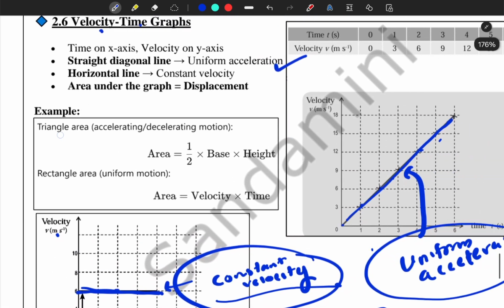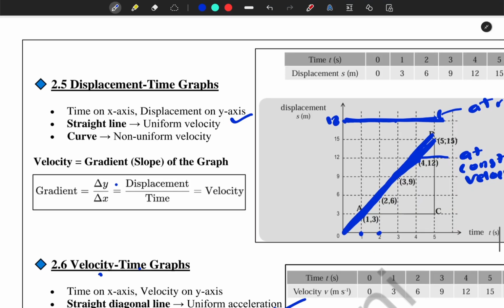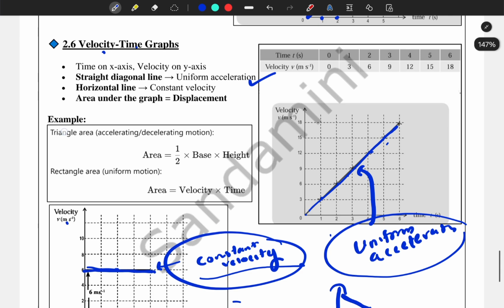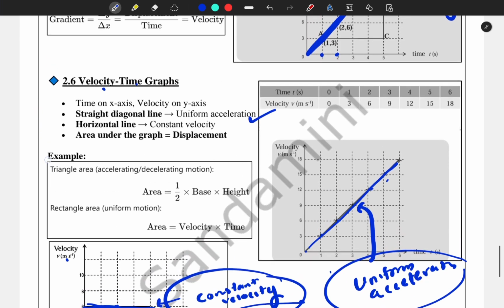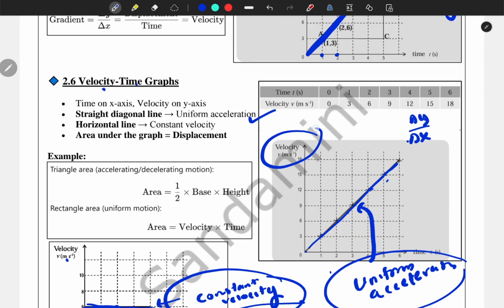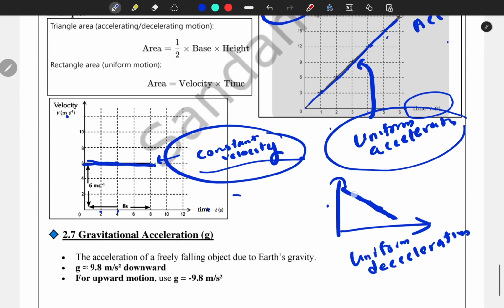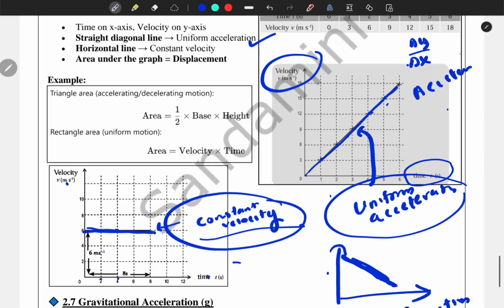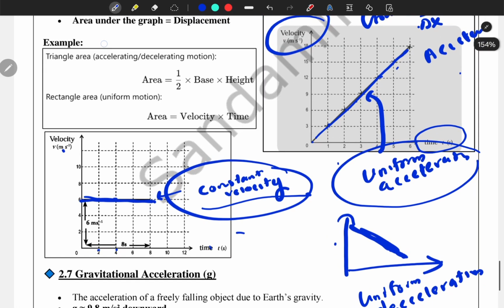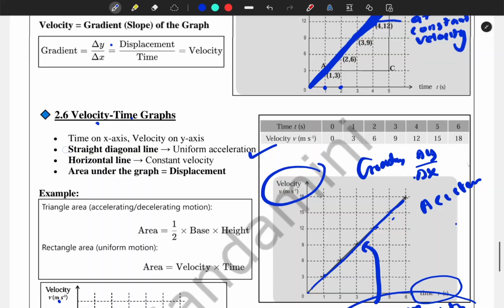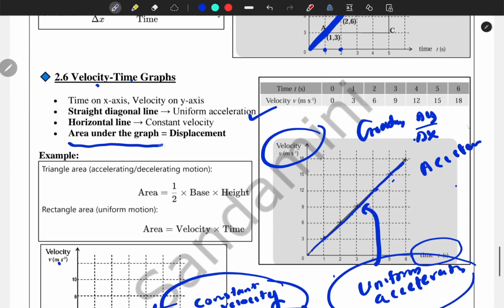And as I said, in the displacement time graph the gradient is velocity, right? But in here what is the gradient? If you take the gradient, it is y difference divided by x difference. Under y it is velocity, under x it is time. So velocity change divided by time is acceleration. But if the line is like this, that means the deceleration you are finding as the gradient.